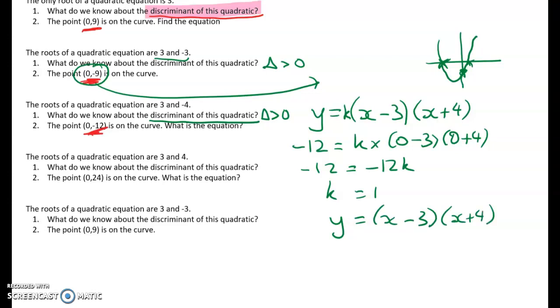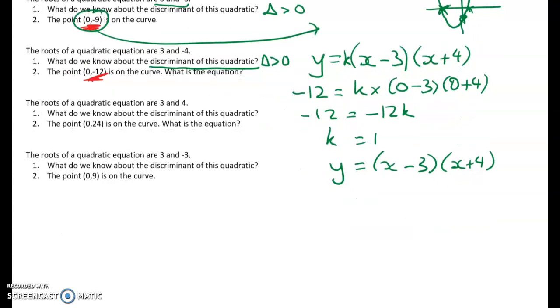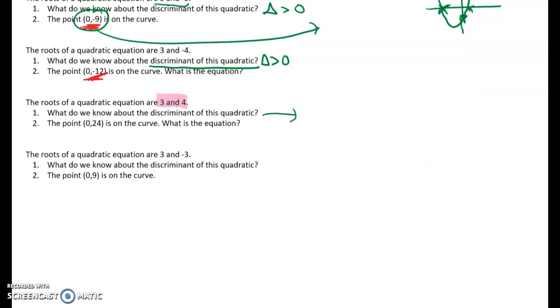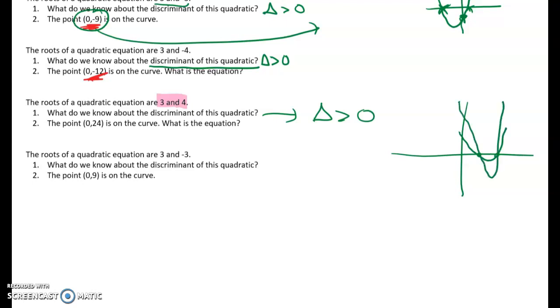Right, now finally in these last two, hopefully you found that I'm giving you a scale factor to work out. So in the next question, we've got two roots again. They are 3 and 4. So that means that the discriminant of the quadratic is positive. So we know that this graph is going to look something like this. But we don't know if it looks like that or if it looks like that. This is a terribly badly drawn graph, but hopefully it gives you the idea, right?